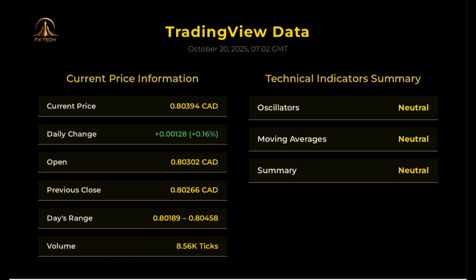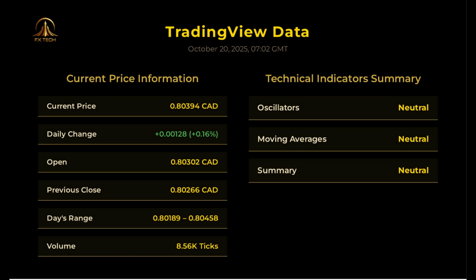the Canadian dollar. As of October 20th, 2025 at 7:02 GMT, NZD/CAD is trading at 0.80394 Canadian dollars, showing a modest daily gain of 0.16%. The pair opened at 0.80302 with a previous close of 0.80266. Today's trading range spans from 0.80189 to 0.80458, with volume recorded at 8,560 ticks.